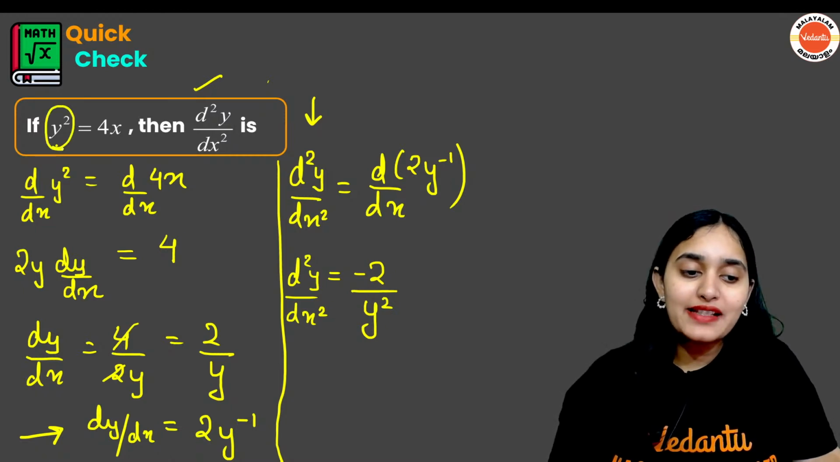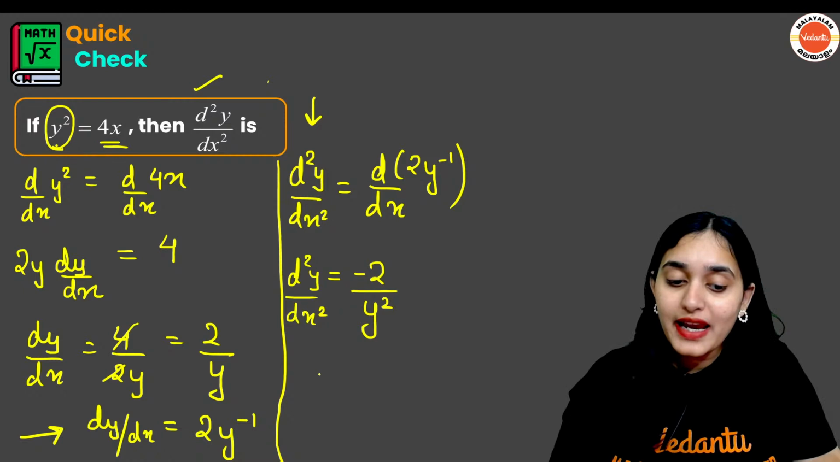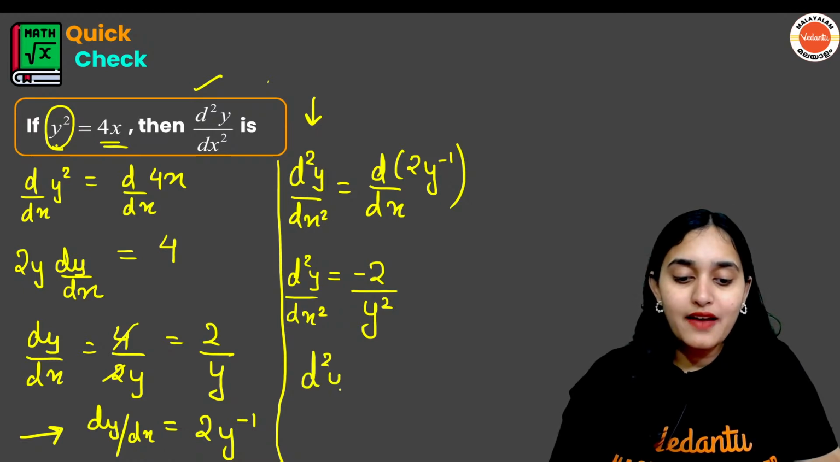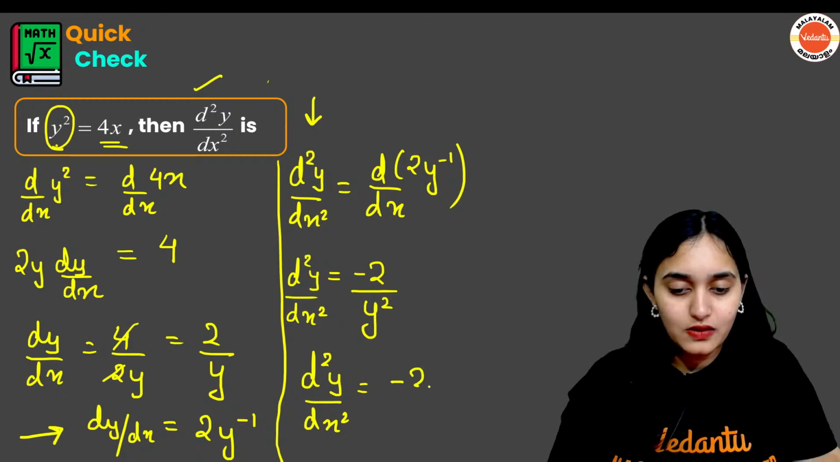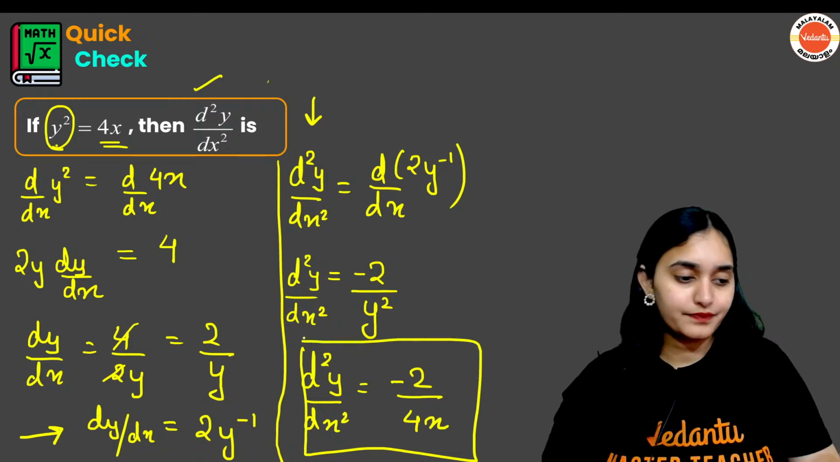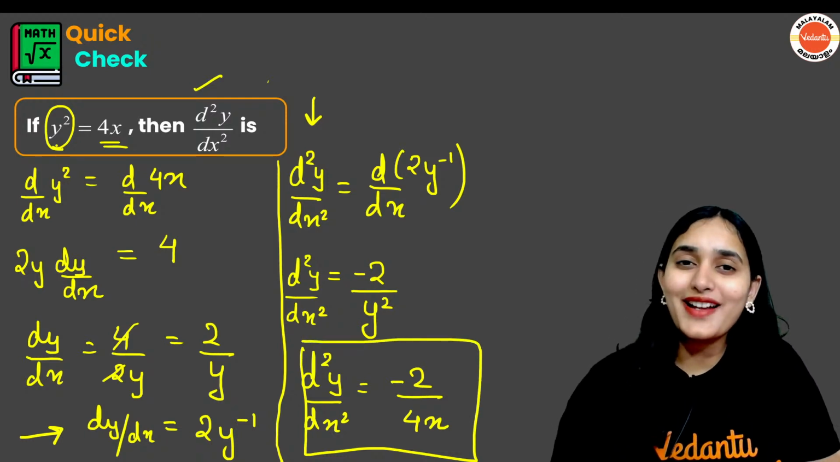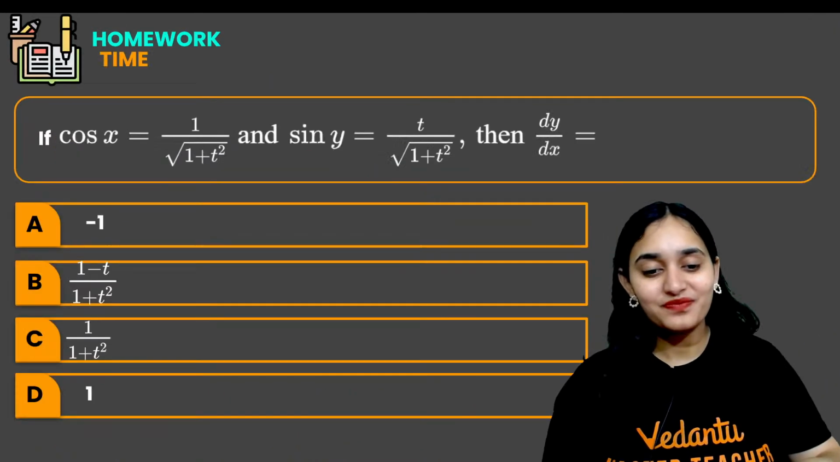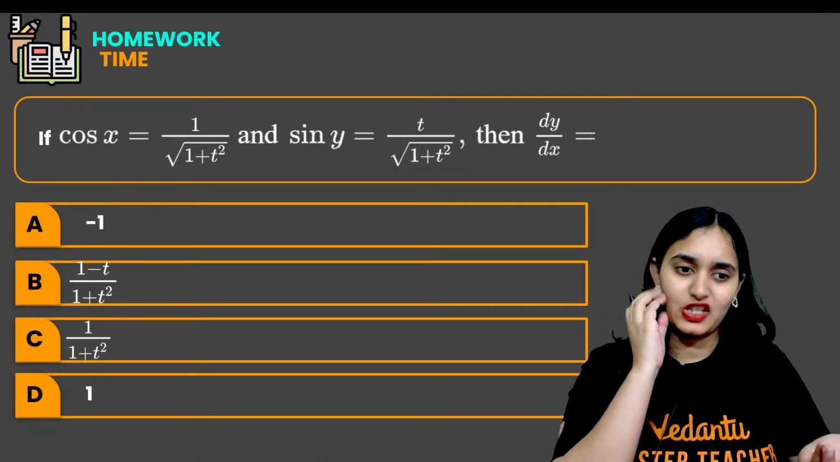Now what is y square? Y square is 4x. So d square y by dx square is minus 2 upon 4x. This is my answer. Understood? That's your answer. Easy, right? Simply we have to do double differentiation.